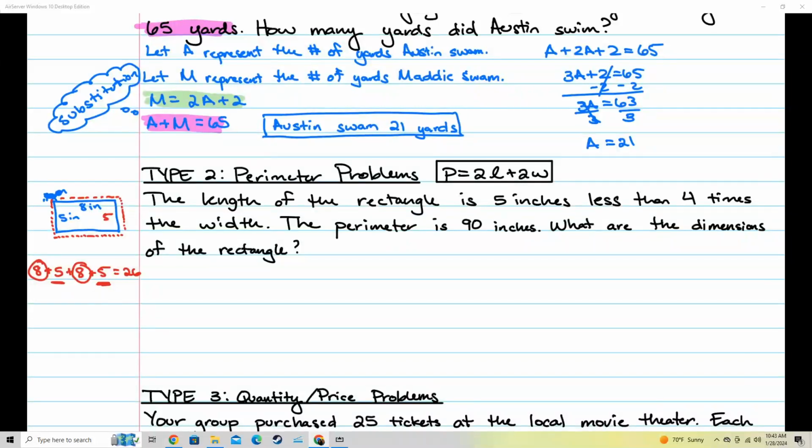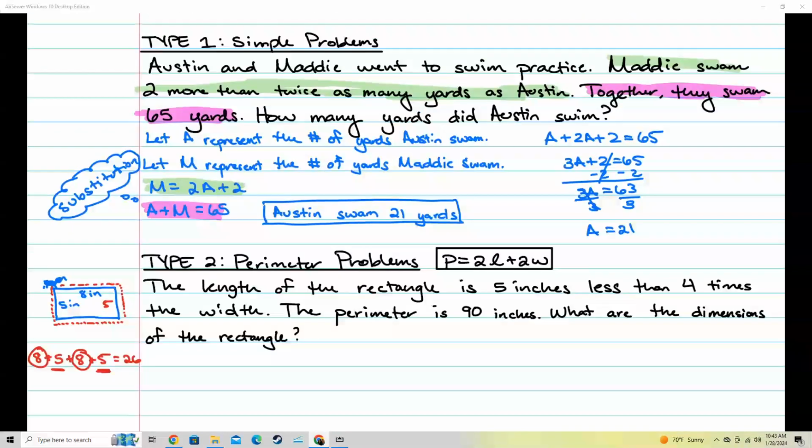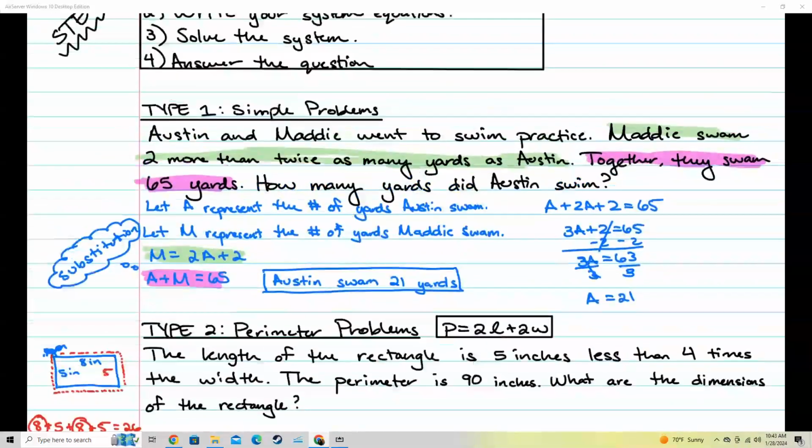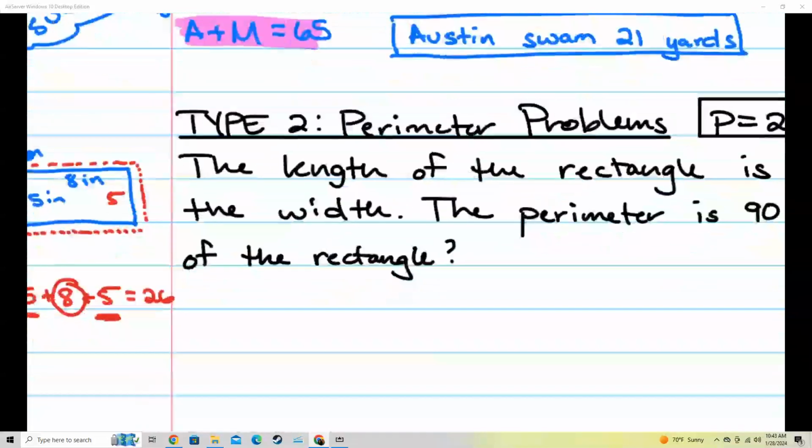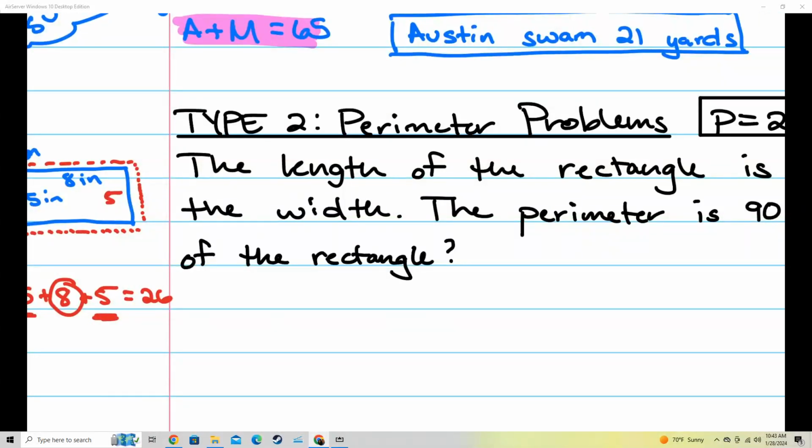Again, they're asking me for the dimensions, and the dimensions would be the length and the width, and I don't know those. So on step 1, when they said define the variables, since I'm trying to find the length and the width, then that's what the variables I'm going to be using. So let me go ahead and say let L represent the length. Let W represent the width.